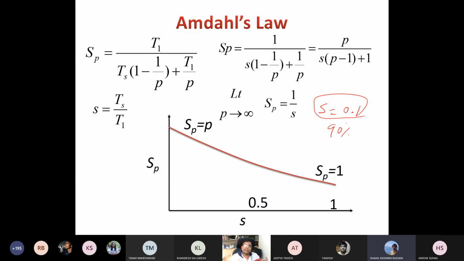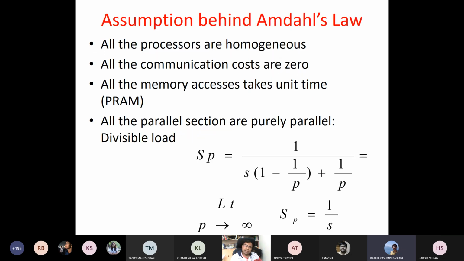because we have defined Amdahl's law with many assumptions. So what are the assumptions we took? Let's look. The assumptions behind Amdahl's law are: first, all processors are homogeneous. In the earlier formula, all processors are homogeneous. Second, all the communication costs are 0. Whenever we divide the work, it is all divisible work and communication cost is 0. But in actual systems, it doesn't happen. Third, all memory accesses take unit amount of time, as in parallel random access machines. And fourth, all the parallel sections are purely parallel and divisible load. So with these 4 assumptions, we came up with this formula.